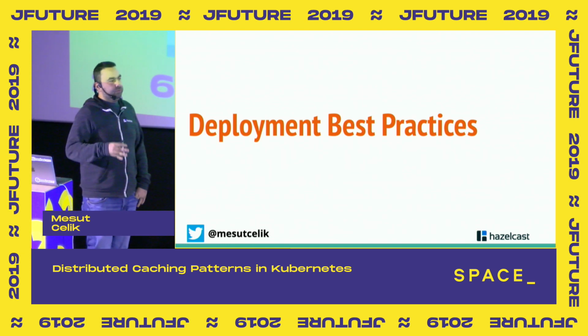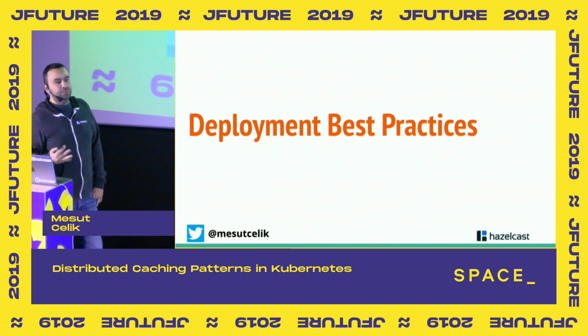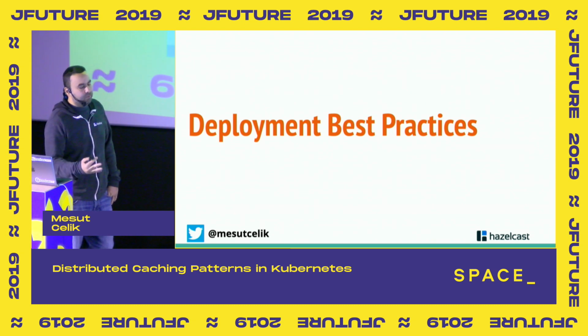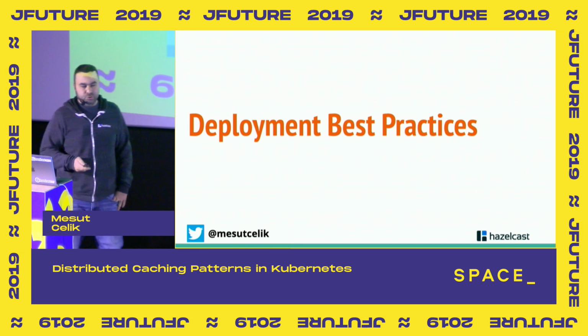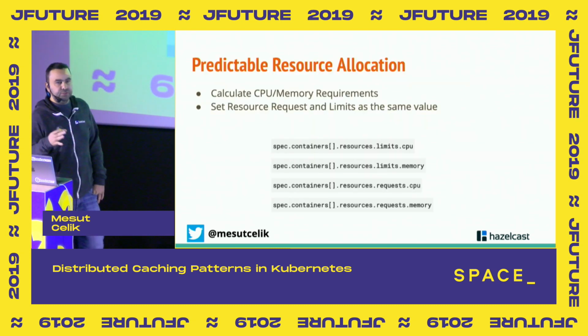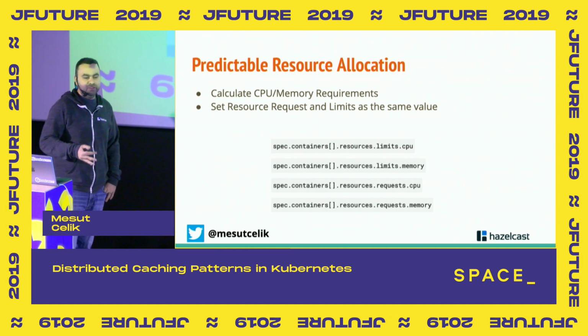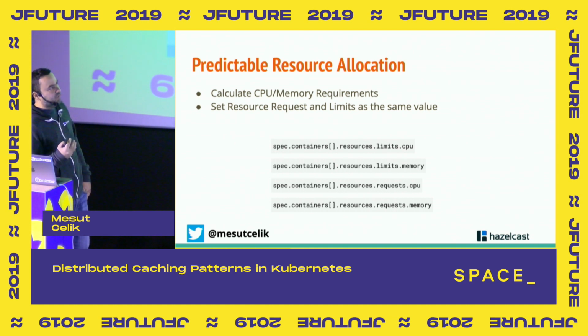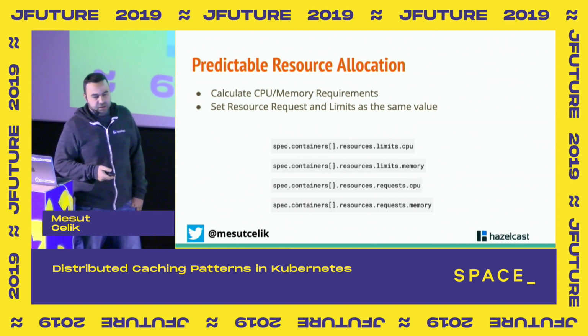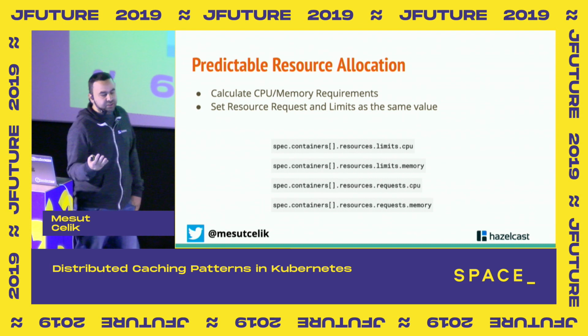Okay, so you have now the deployment options, and you decided to deploy Hazelcast. Some of the best practices that I'm going to throw now are mostly specific to Kubernetes. If you don't know Kubernetes, you will at least get some idea what it is, then you can check after the session. Predictable resource allocation is important.